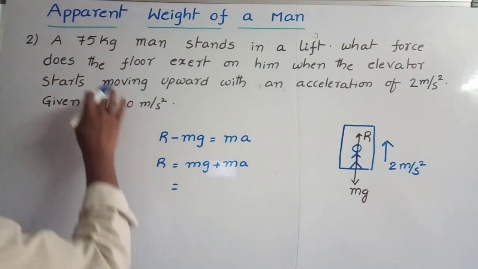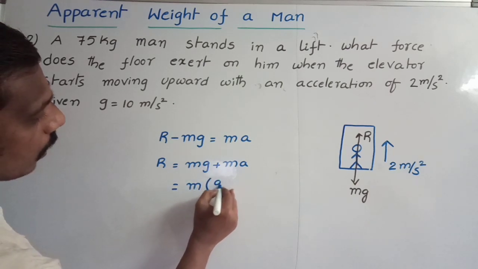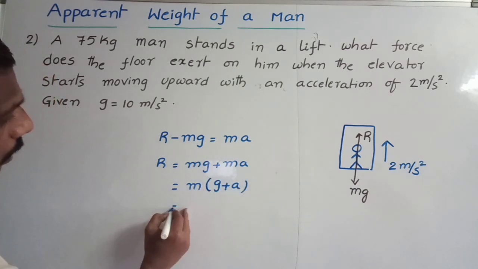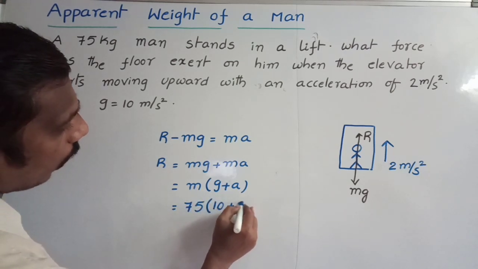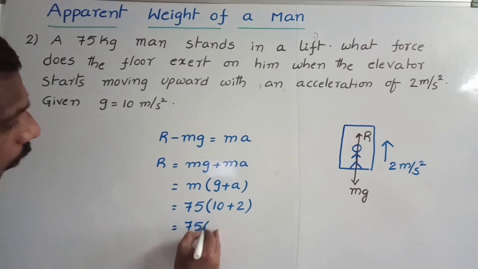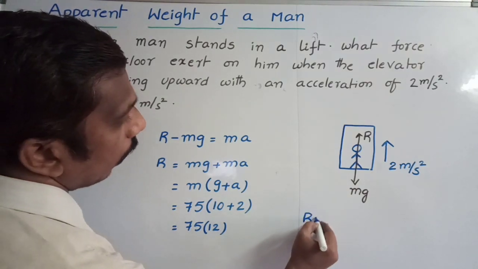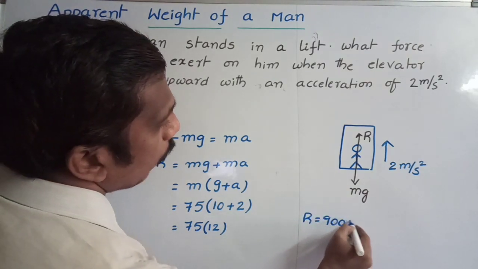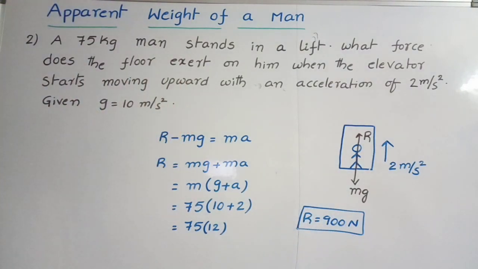Here mass of the person is equal to 75. If you take m common, then you get g plus a. Mass of the person 75, g value take it as 10 and the a value given is 2. 12 we got. So 75 into 12. That is equal to reaction force R is equal to 900 Newton in the upward direction. This is the force exerted by the floor on the man, that is in the upward direction.